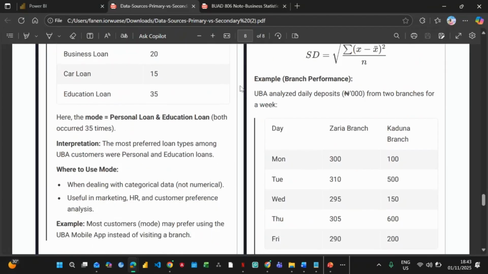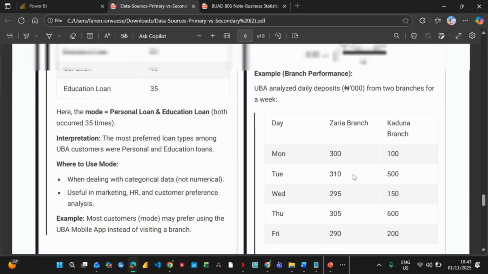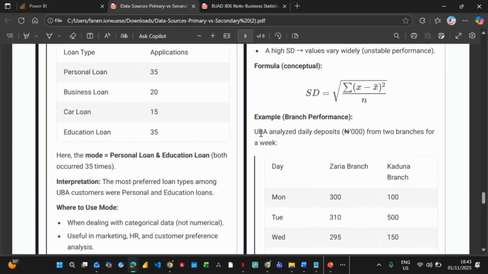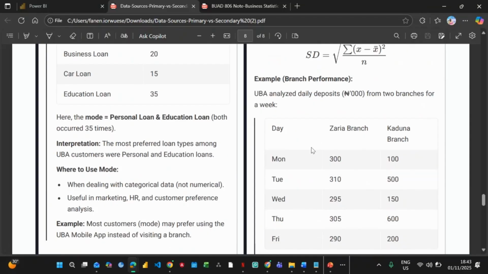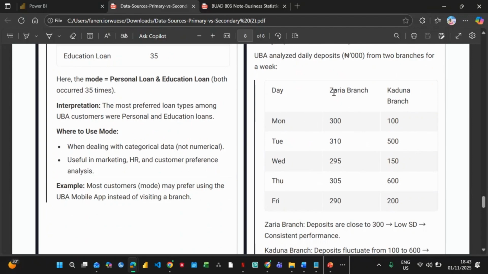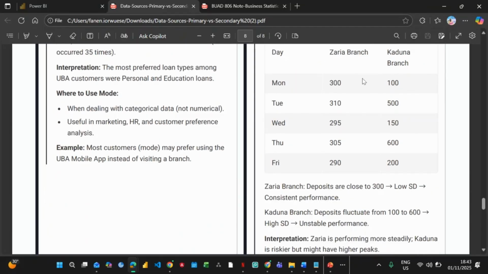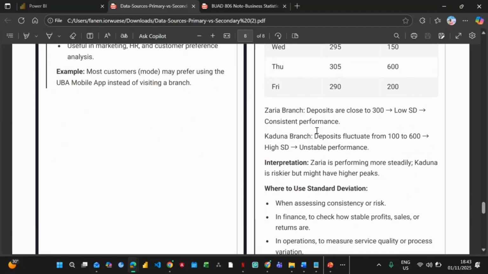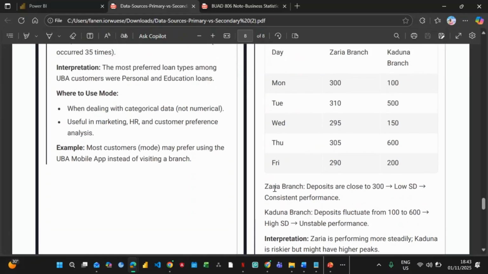So for instance, we have this particular data set here. UBA wants to analyze daily deposits from two branches, the Kaduna branch and the Zaria branch. So they have 300, 1,003. These are different branches with different days. So what this means is, this particular branch's deposits are close to 300, which has low variability, consistent, is 300.